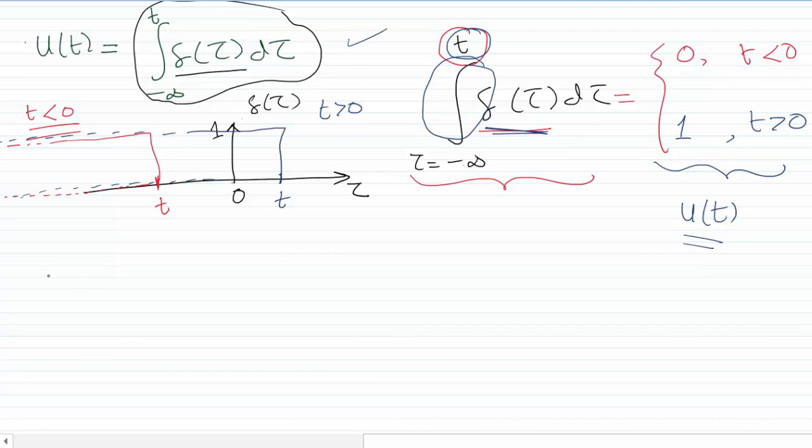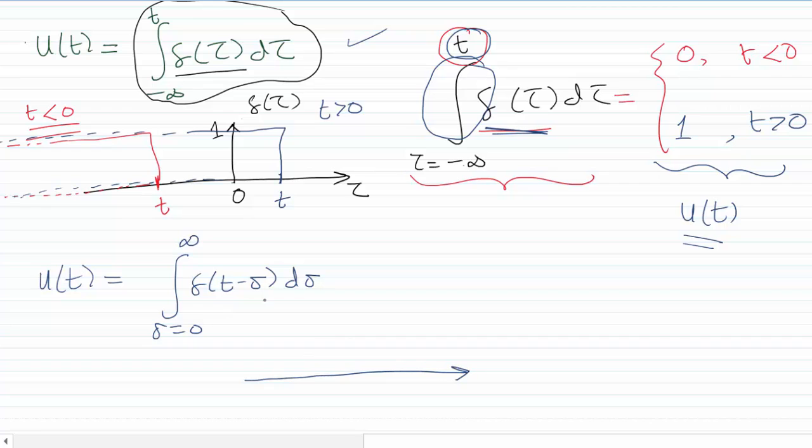Let me now prove the next statement for u of t, which is the integral of delta of t minus sigma d sigma, where sigma goes from 0 to infinity. To understand this, let's again use figures. I have to plot delta of t first. So that's delta of t.